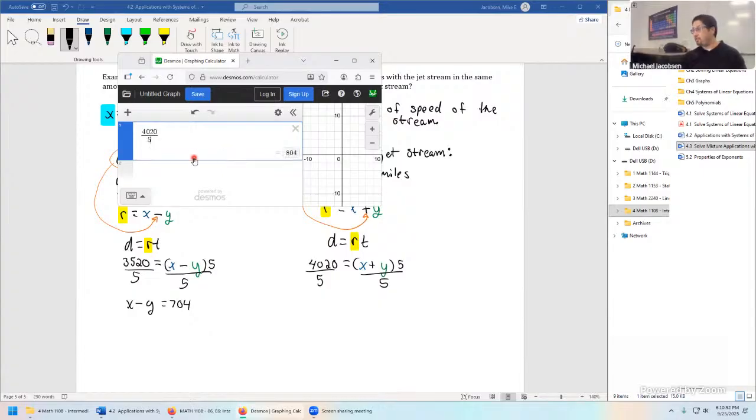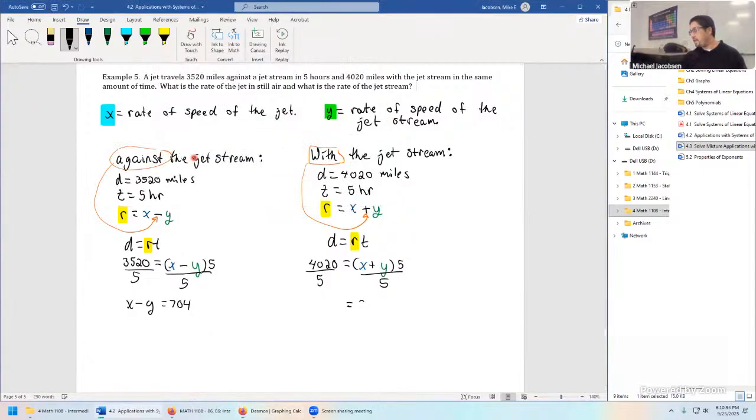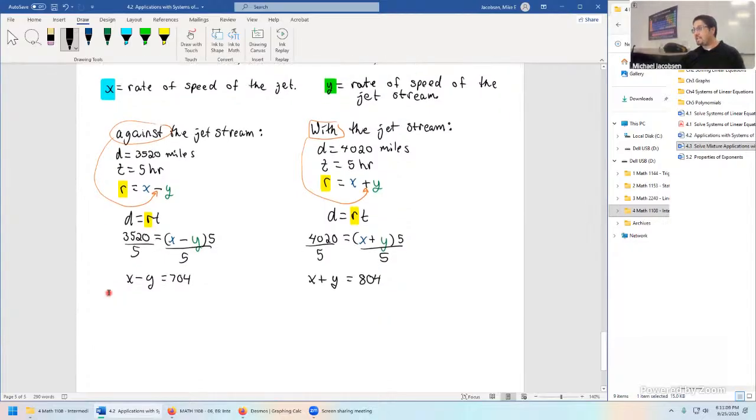That comes out to 804. So 804, changing the order so it's on the right-hand side, is equal to x plus y. Now these are not the worst equations. These would be some of the easier equations from section 4.1 to solve. If we stack them on top of each other, x minus y equals 704. That was the first equation.